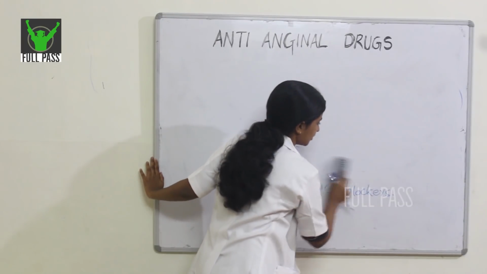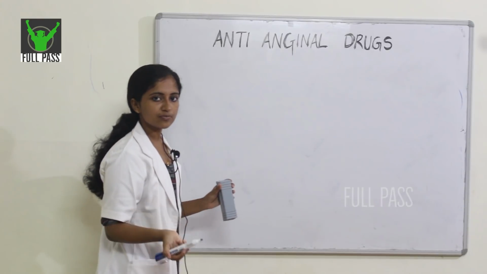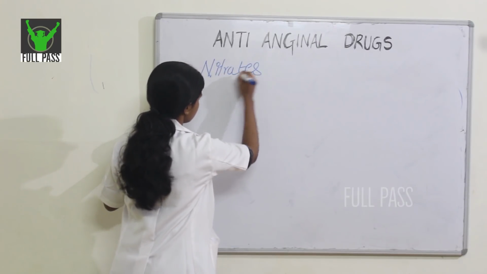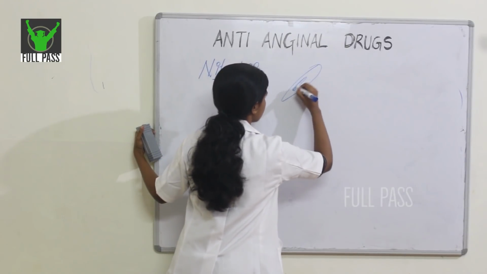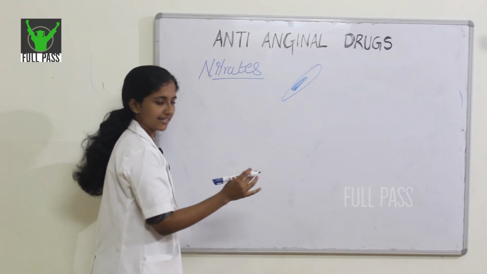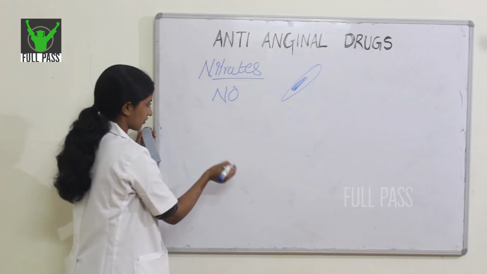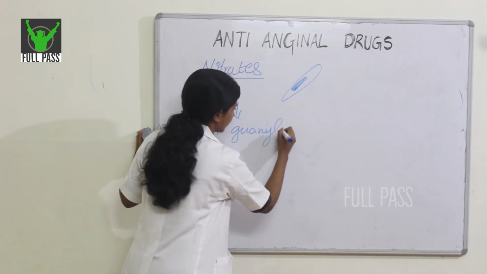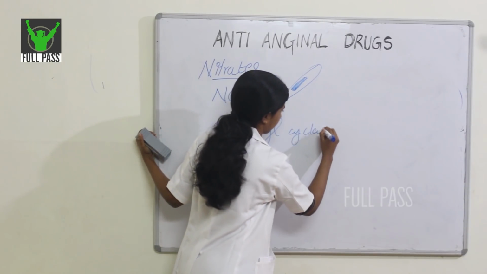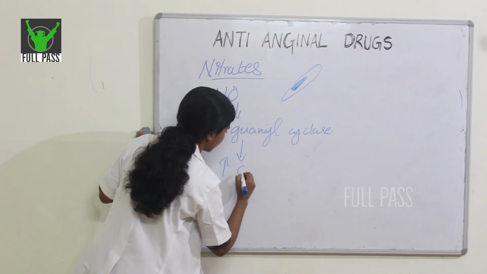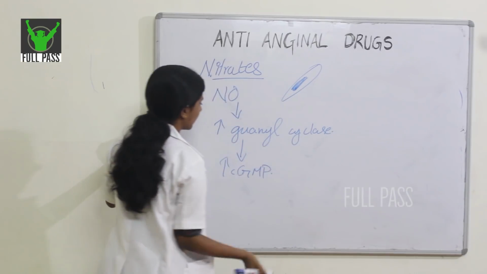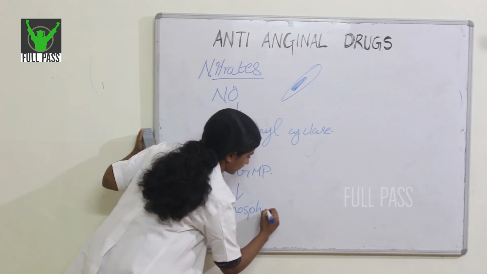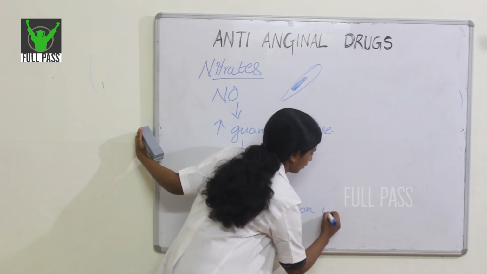Nitrates, as I already mentioned, are vasodilators and they mainly act on the smooth muscle cells of the blood vessels. Once entering into the smooth muscle cells of the blood vessels, they will generate NO, that is nitric oxide, and this will lead to an increase in guanylyl cyclase activity, and this will lead to an increase in cyclic GMP, and an increase in cyclic GMP will lead to dephosphorylation of myosin light chain kinase.